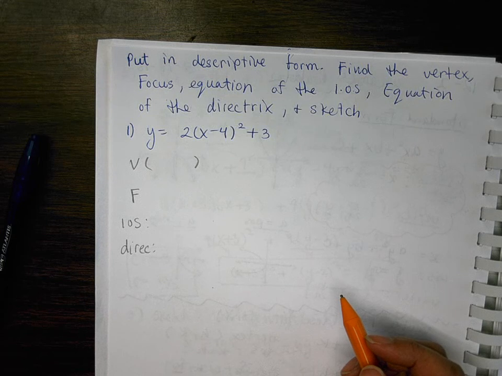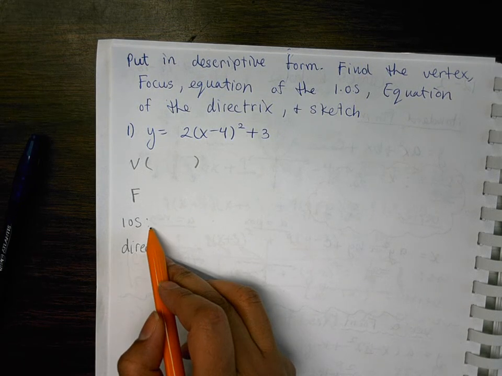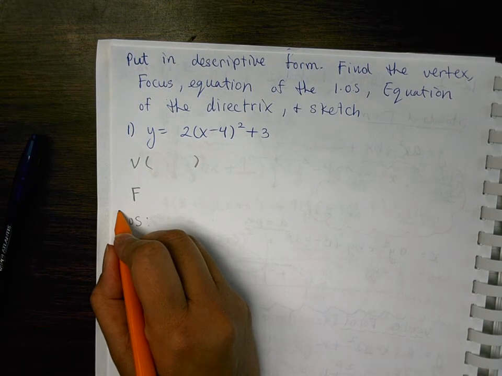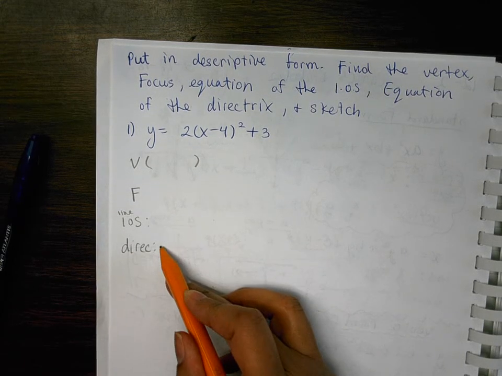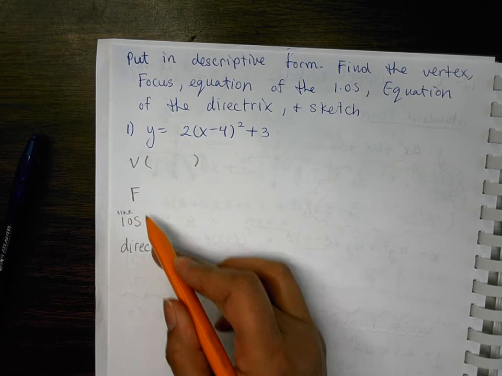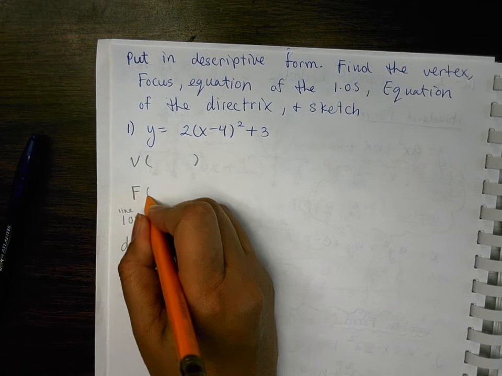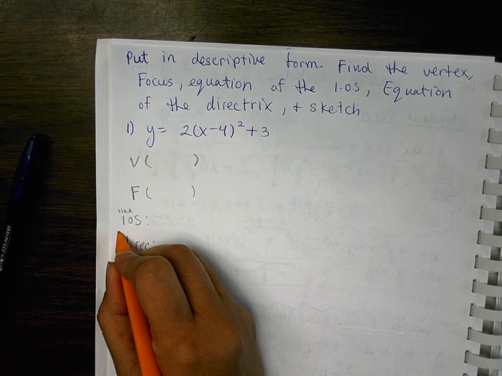Okay, what is LOS? Is LOS a line or a point? A line. I'll put a little note there. It's a line. Which one of these is the point and which one's the line for the focus and directrix? Focus is an ordered pair. It's a point, and the directrix is also a line.